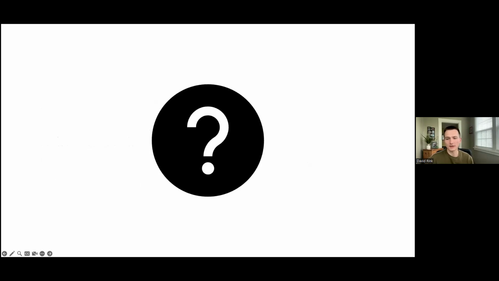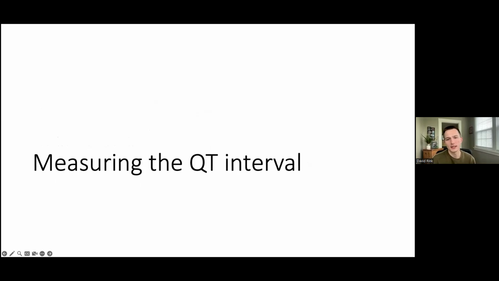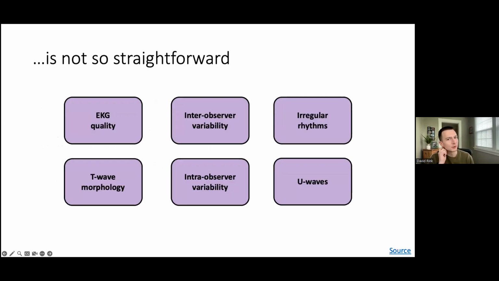All right, I was going to pause there for questions. I've got a couple other breaks coming up, so just drop anything in the chat too, and I'll get to that later as well. But I was going to jump ahead and talk about how we should actually be measuring the QT interval, which is not actually as straightforward as we would like to think.